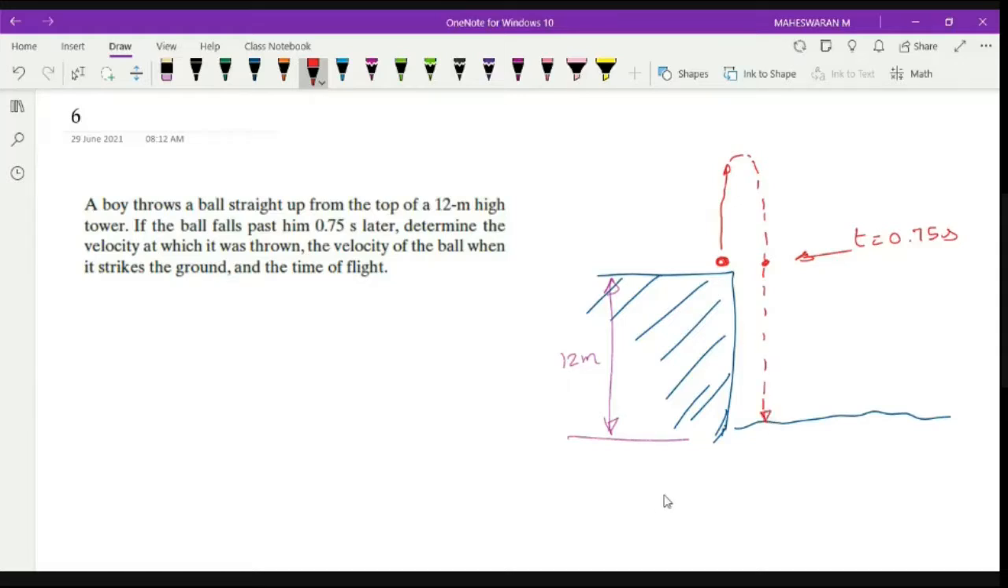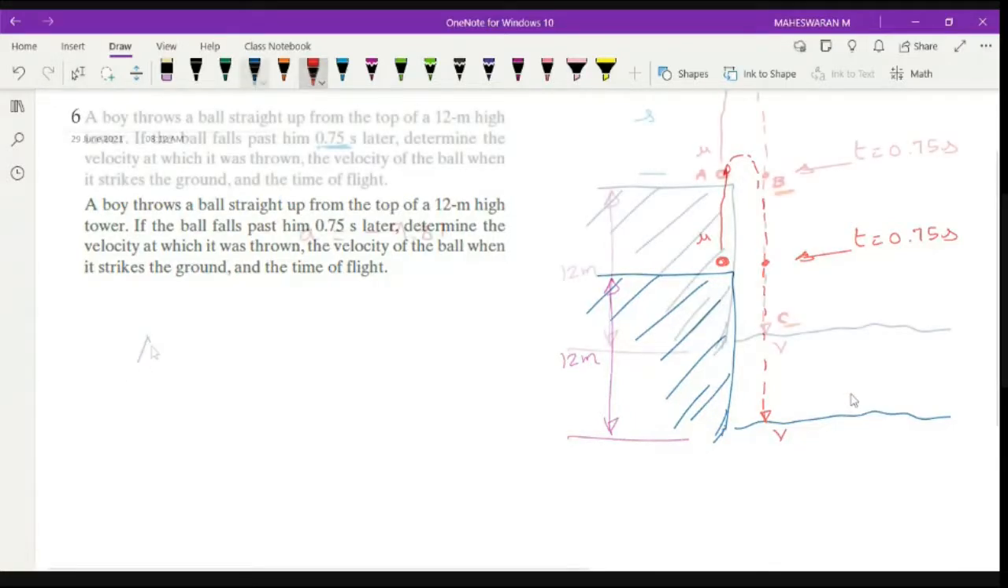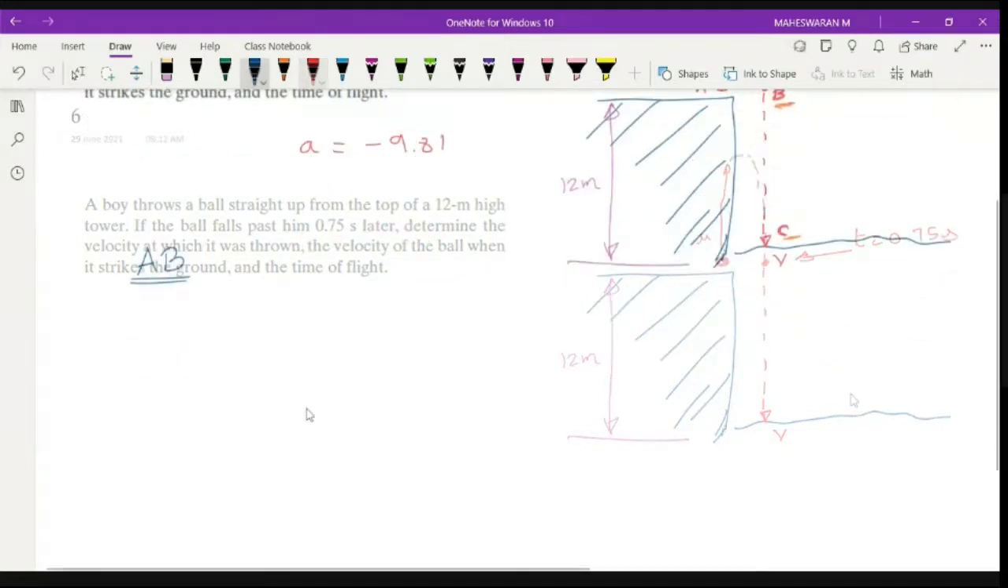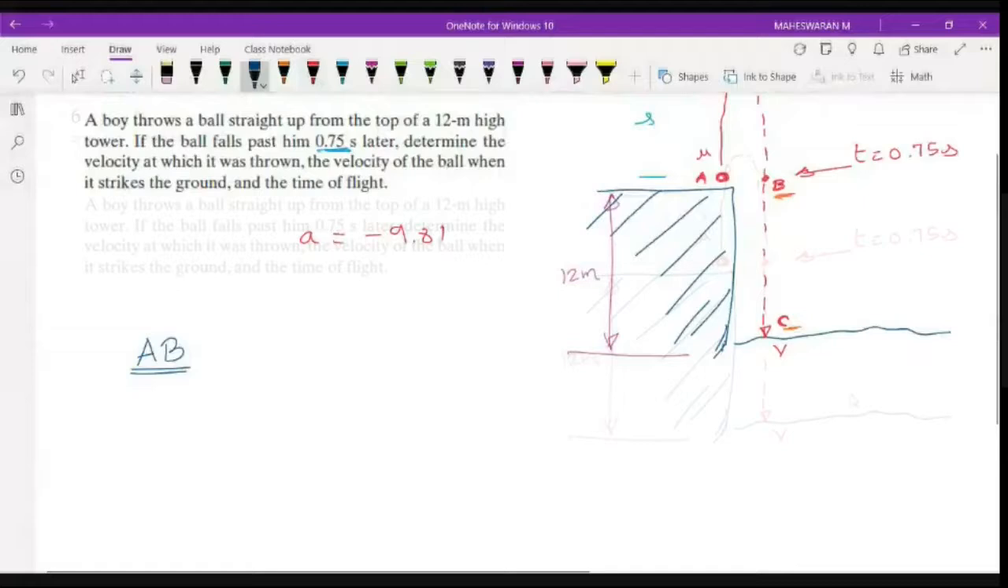So the question is, what is the initial velocity when it is thrown towards the top, and what is the final velocity when it strikes the ground? We split the problem into two. So from A to B is the first condition. We use some formulas here. So what are the formulas we use?